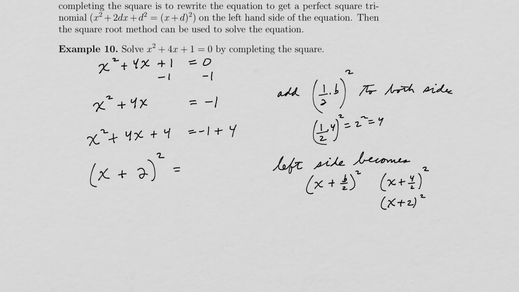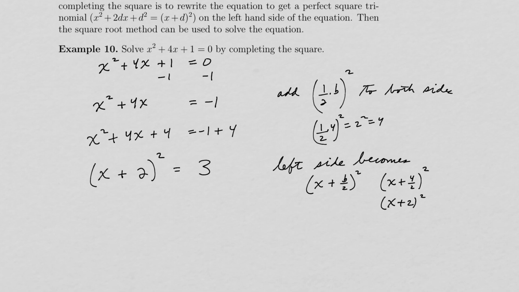And you can check yourself, right? If you were to FOIL this back out, x plus 2 squared means x plus 2 times x plus 2, right? If you FOIL it back out, you're going to get x squared plus 4x plus 4. It was one of our special factorizations, that's all. On the right-hand side, remember I had to add 4. What's negative 1 plus 4? That's positive 3.